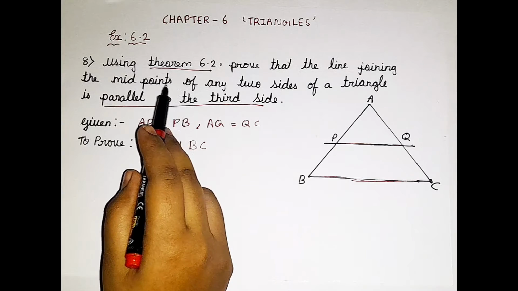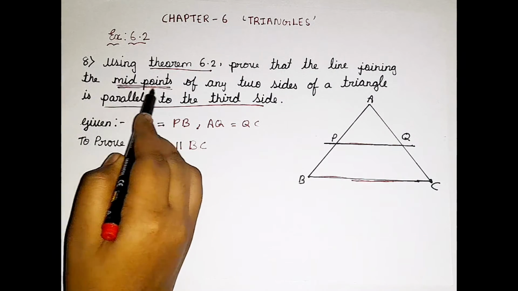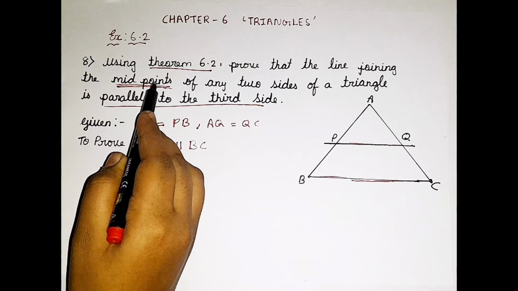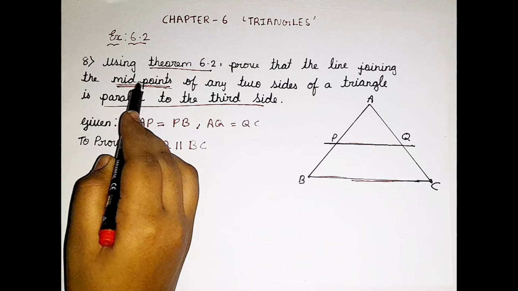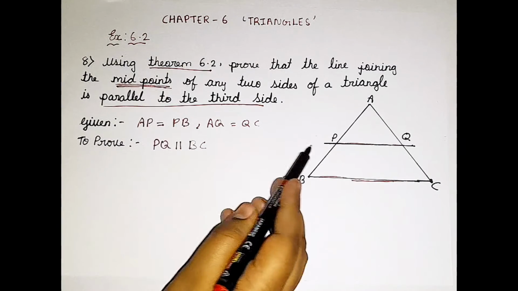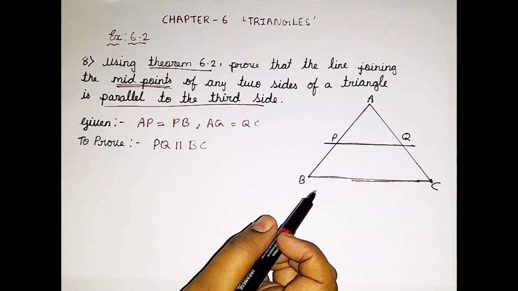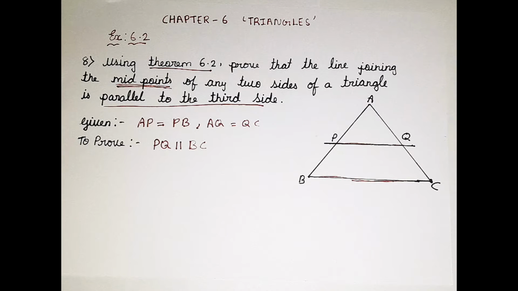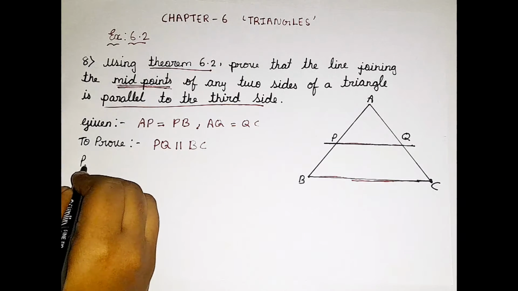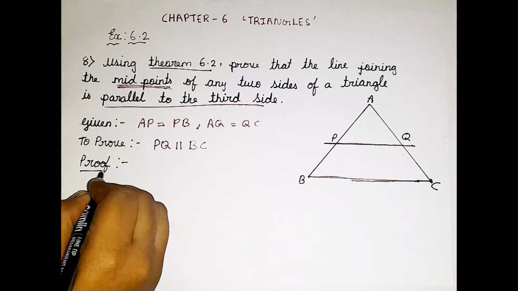Here, according to the question, they gave a clue, that is the midpoint. A line is passing through the midpoint. Because this line is passing through the midpoint, we are supposed to prove PQ is parallel to BC. So we are supposed to prove that. Now we wrote what we are supposed to prove. Now let us write the proof. To prove something we need a proof.